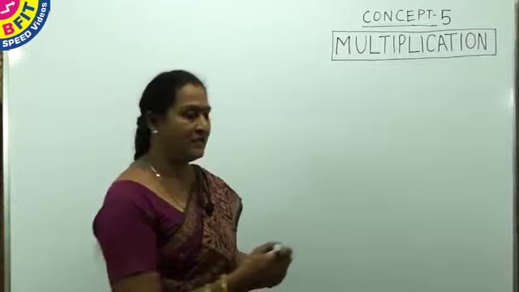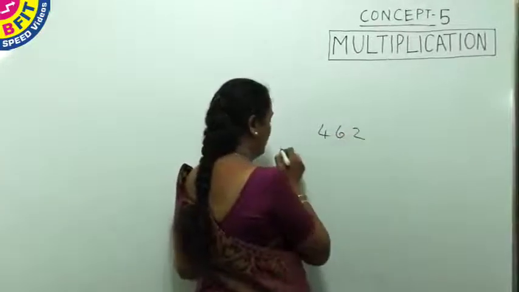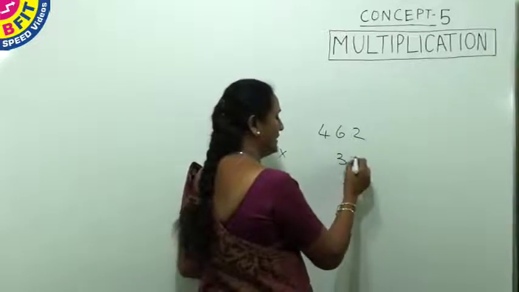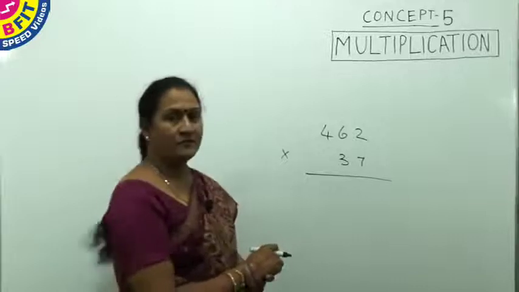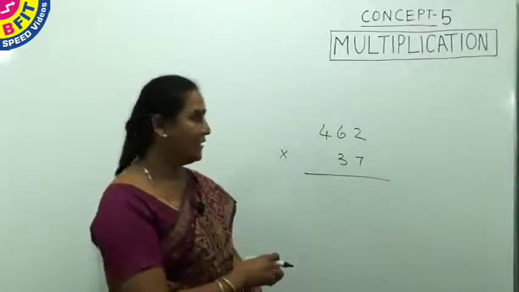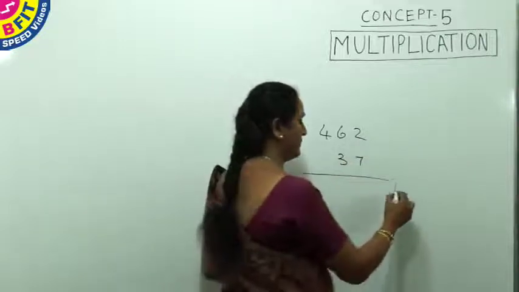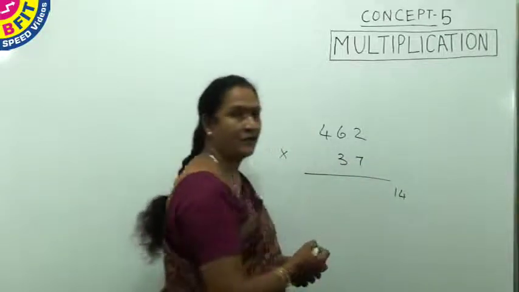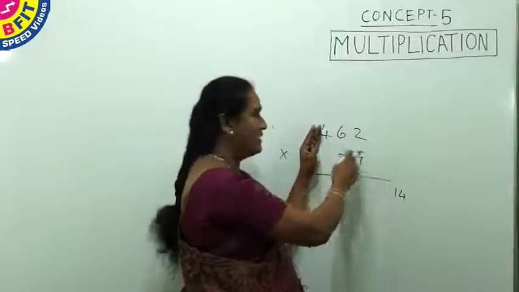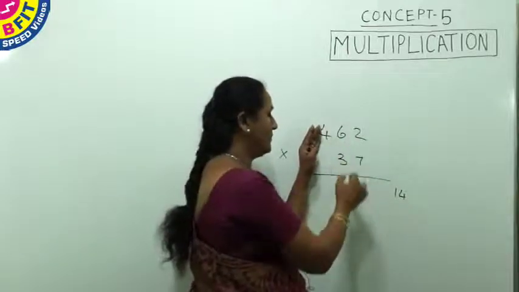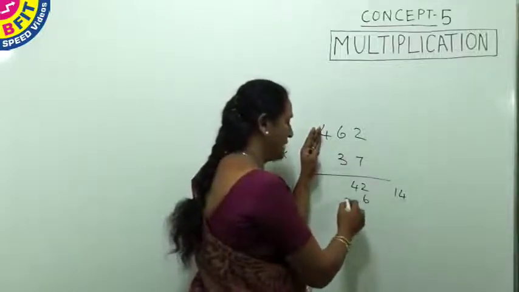The first question is 462 into 37. So now what will be the working? So find the product of the last column. So it is 14. And now multiply this 37 with the above digits 6 and 2. So cross multiply, 6 into 7 is 42, 3 into 2 is 6, and add.